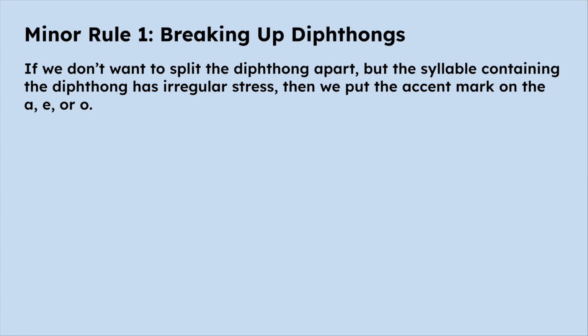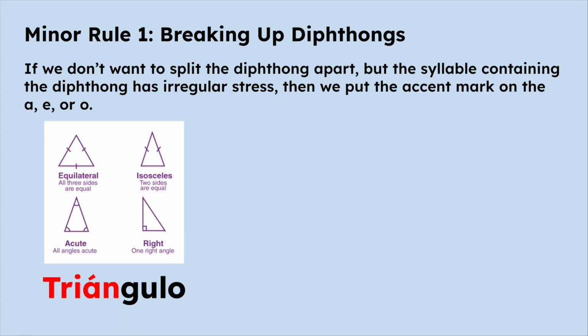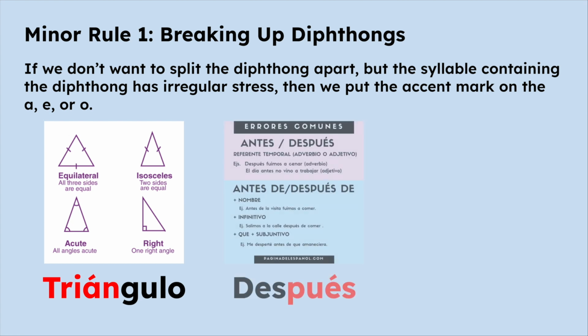If we don't want to split the diphthong apart, but the syllable that has the diphthong has irregular stress, then we would put the accent mark on the A, E, or O. Triángulo. Después.